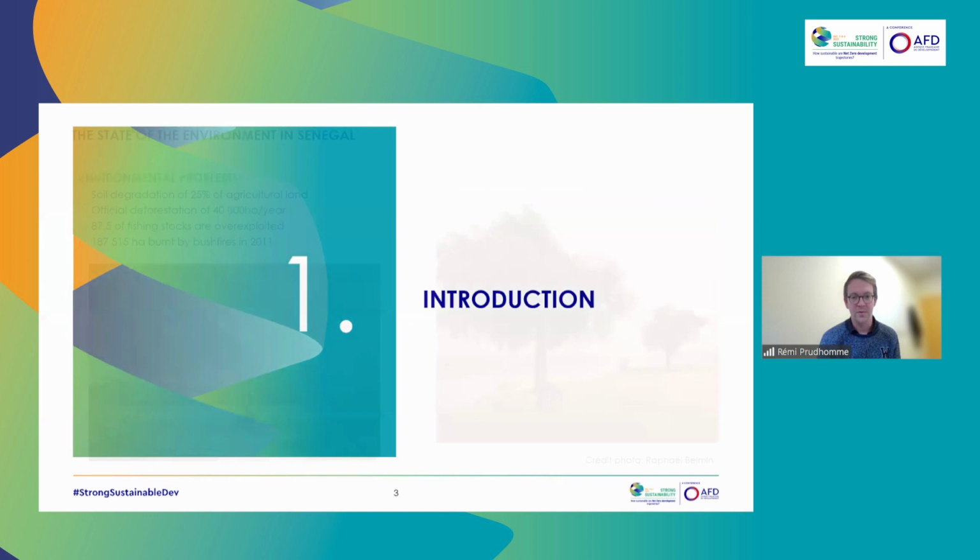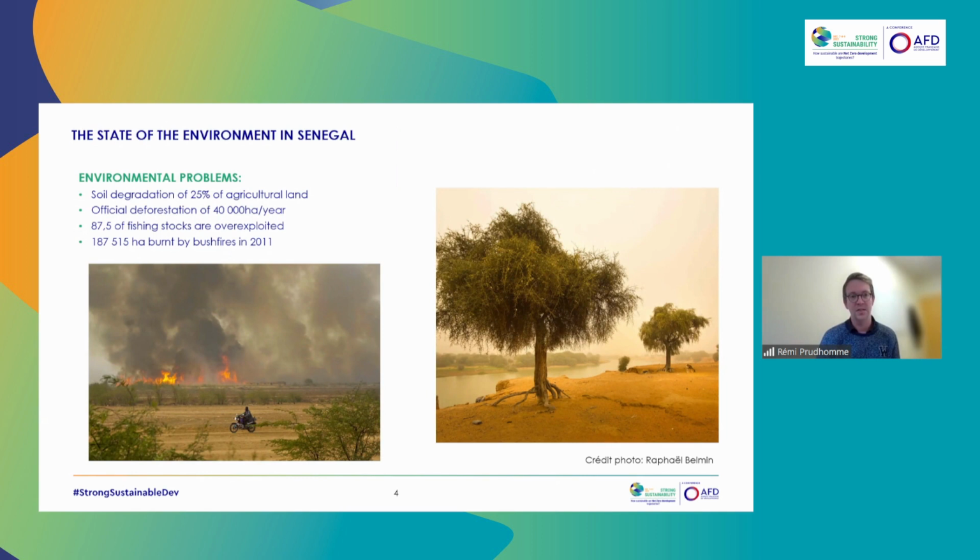In terms of introduction, the state of the environment in Senegal is very well known and quite bad. We know that one quarter of the agricultural soil is degraded. 40,000 hectares are officially deforested every year. 87% of the fishing stocks are overexploited, and 187,000 hectares burned in bushfires in 2011. So the state of the environment is very well known.